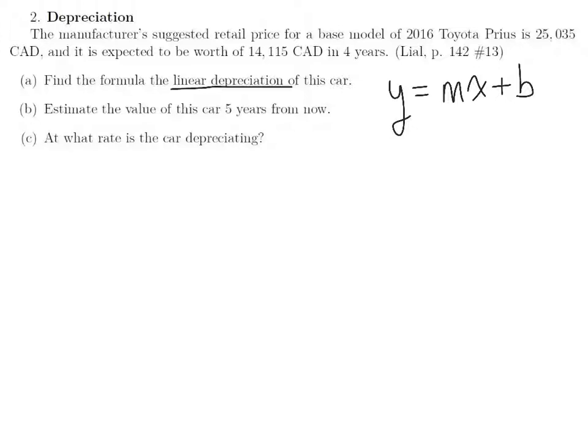So we can look at our question. We've got 2 points given. We have $25,035, and that is the price now, so today. So that would be a point of 0 and $25,035. And we have a second point, which is 4 years and 14,115, where x is the number of years and y is the value.